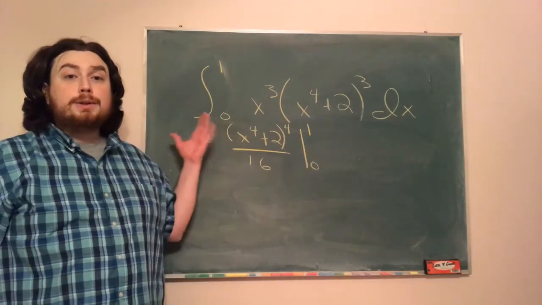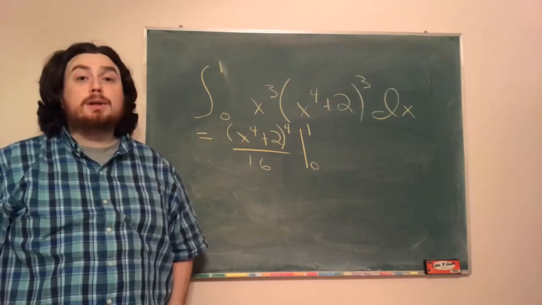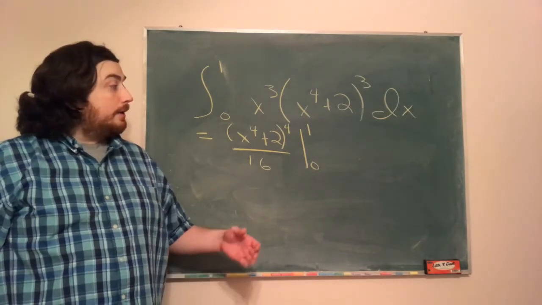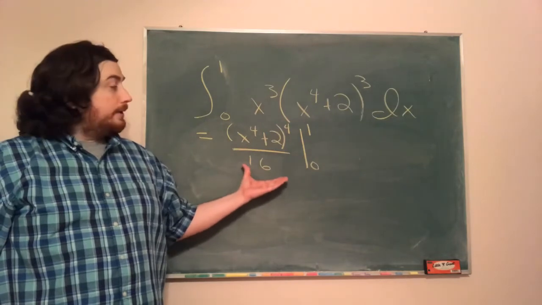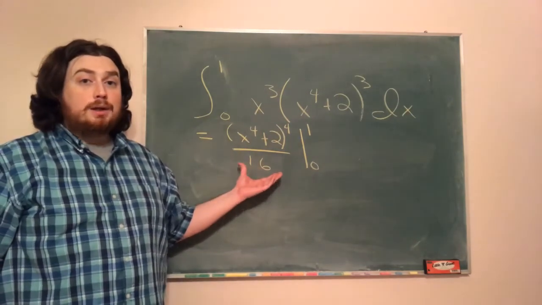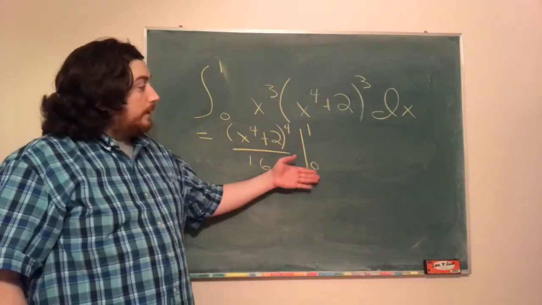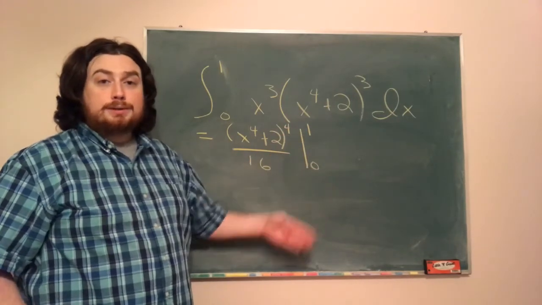Alright, if we go back to our original problem of finding the definite integral from 0 to 1 of x cubed times (x to the fourth plus 2) cubed, then we already found an antiderivative of this, and I just need 1. So I'm going to use (x to the fourth plus 2) to the fourth over 16. I don't need the plus c because I only need one example. And then I'm going to evaluate from 0 to 1, which means plug in 1, subtract off plugging in 0.